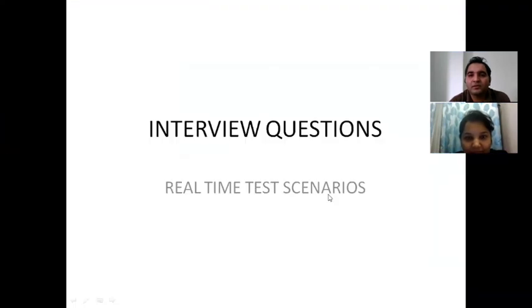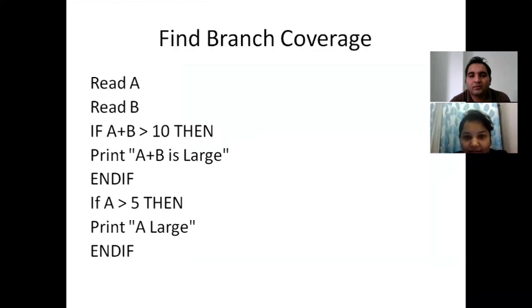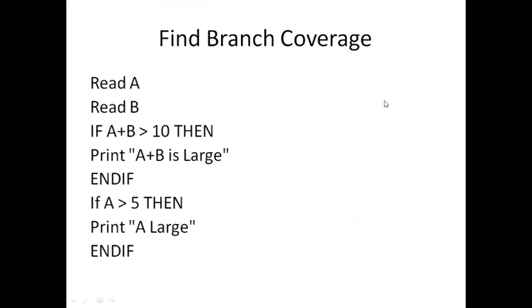Are you able to see my screen? Yes, sir. Okay. So, this is the first scenario where you are supposed to find the branch coverage. The program reads the values of a and b, and if a plus b is greater than 10, it's a condition, then we print a plus b is large, or if a is greater than 5, then print a large. This is the sample program. You are supposed to find the branch coverage for this particular code.